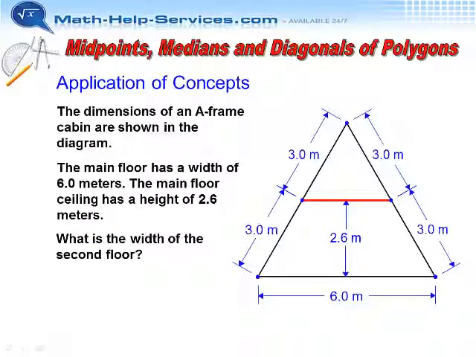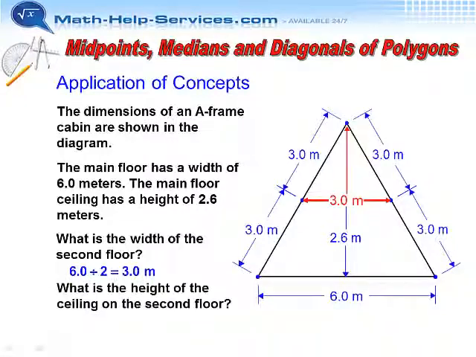What is the width of the second floor? Well, here we see that it's 3 meters. What's the height of the ceiling on the second floor? Well, we can see that it's also 2.6 meters. We know this because this is an isosceles triangle, and the second floor is the midpoint of the sides of the house.